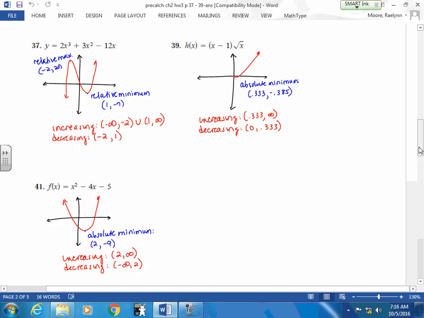Getting to a little bit harder. Find your increasing, decreasing after you find your relative max and min. These are relative because they're not the highest point. Infinity is your domain, from negative infinity to positive infinity. Let me know if you have any questions.